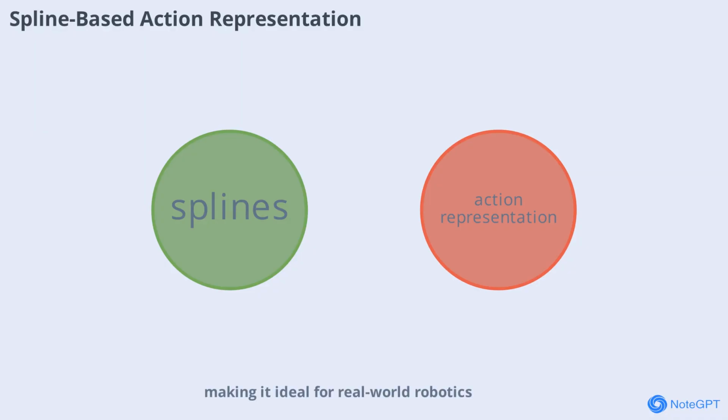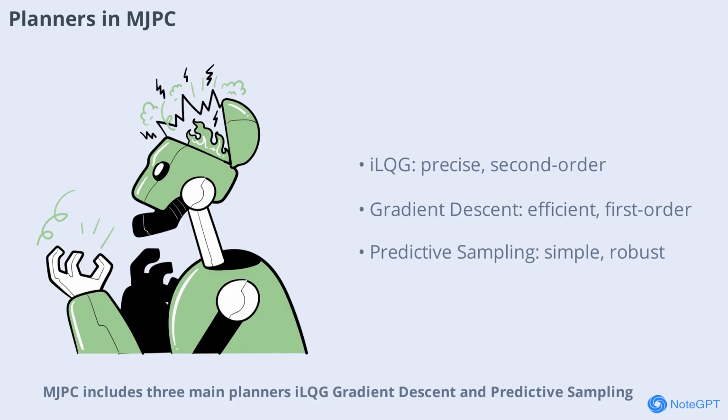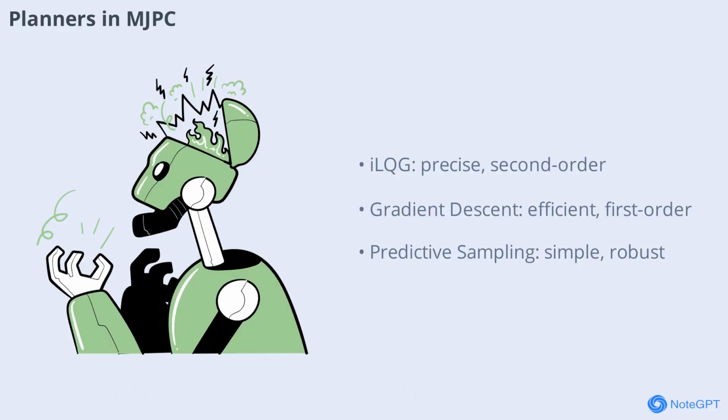MJPC includes three main planners: iLQG, gradient descent, and predictive sampling. iLQG uses second-order derivatives for precise control, gradient descent leverages first-order information for efficiency, and predictive sampling offers a simple derivative-free baseline. Each planner has its strengths, and users can switch between them to find the best fit for their task.